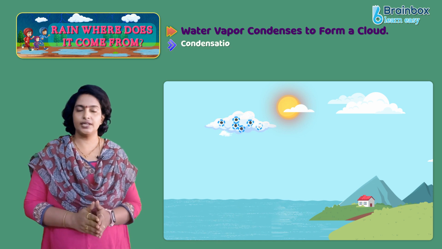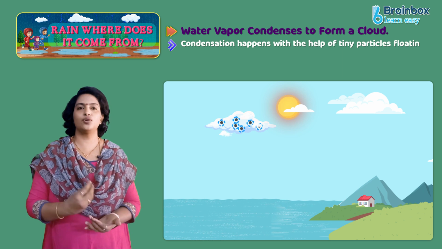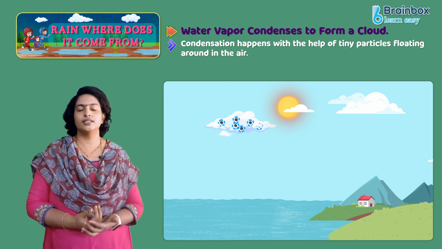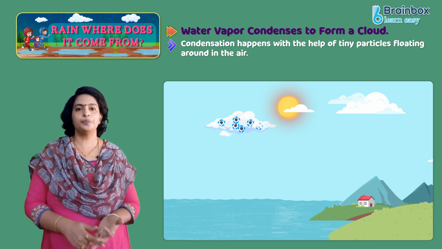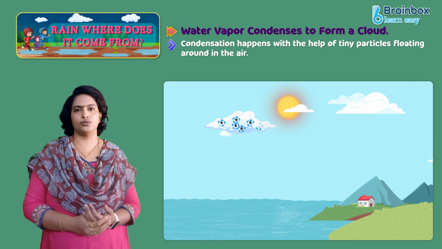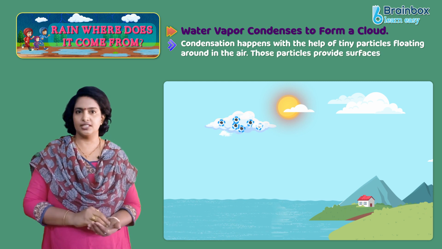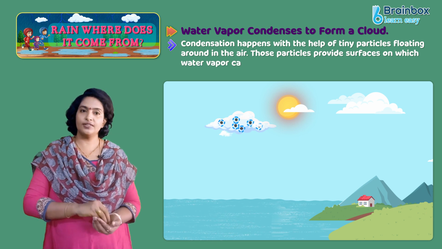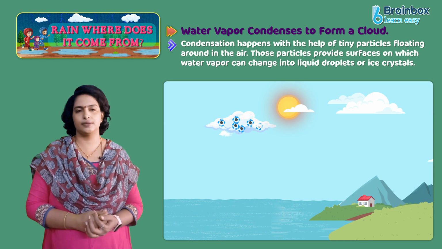So condensation happens with the help of tiny particles floating around in the air such as dust, salt crystals from sea spray, bacteria or even any ash from volcanoes. So those particles provide surfaces on which water vapor can change into liquid droplets or ice crystals.